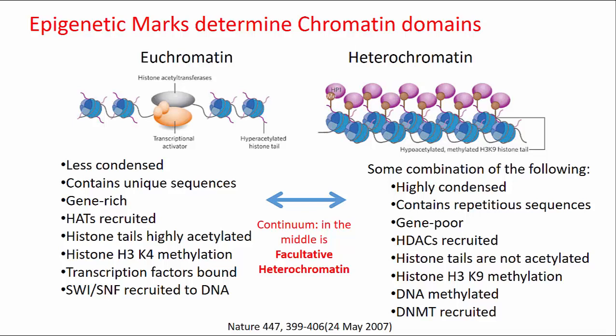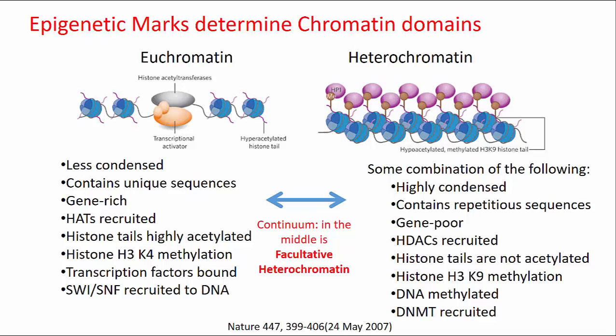Transcription factors can get bound to this region of the chromosome since it has more space between the nucleosomes, and often those transcription factors would recruit factors like SWI/SNF, which is a chromatin remodeler that can then move nucleosomes around to expose binding sites for things like RNA polymerase and the basal transcriptional apparatus.